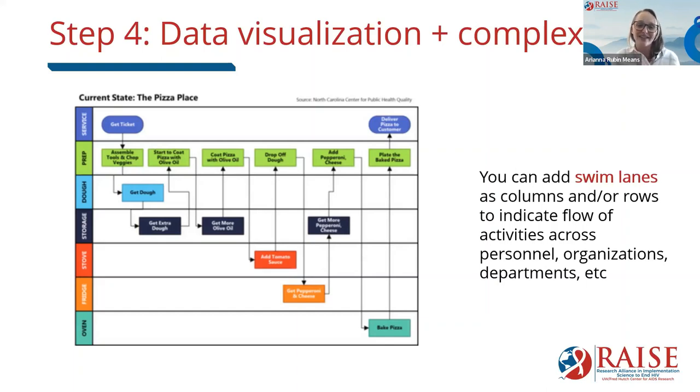This is a playful example of a pizza place making pizzas. They organize swim lanes by input as they're cooking pizzas. And you can see potential inefficiencies in the process where they keep going back and forth to the storage area, the row with the navy blue rectangles. Because they've made these swim lanes, we can see there might be opportunities to build efficiencies in their movement between these different spots in the pizza place.